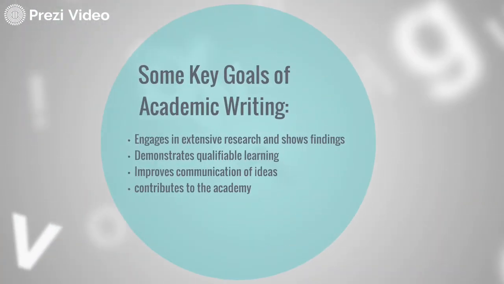Some key goals of academic writing are to engage in extensive research and show findings. So we really think about the writing itself as a product of what we've done in terms of research. We want to demonstrate qualifiable learning. So instead of showing us that you memorized something or that you know an equation or a formula, when we use academic writing, it shows that you have developed those critical thinking skills that are, I think, really important. It also improves our ability to communicate ideas, and so that's something we try to push upon.